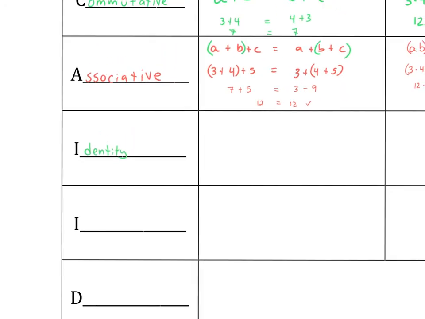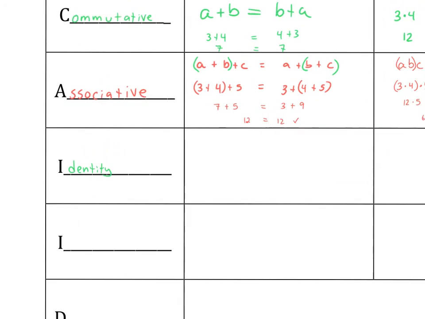Identity is a fancy way of saying, what's the number that doesn't make any changes? Under addition, there is a number. If I add this number, I get no changes. Anyone want to take a stab? What number do I add to 6 to keep it 6? Go ahead. 0. So we call 0 the identity.